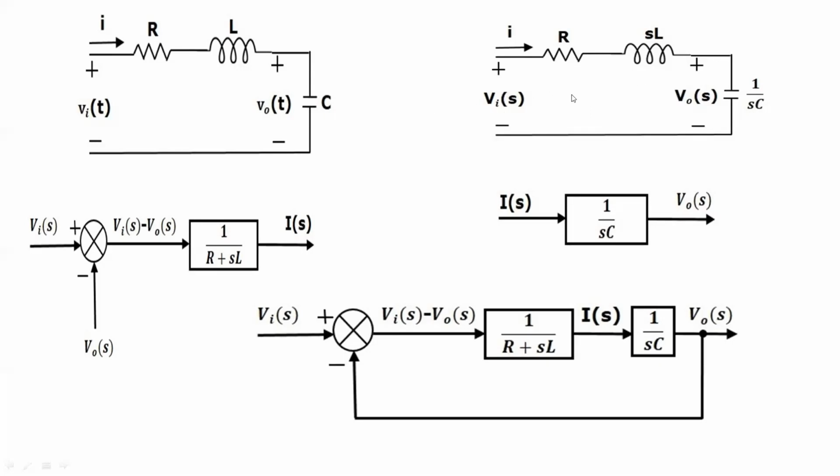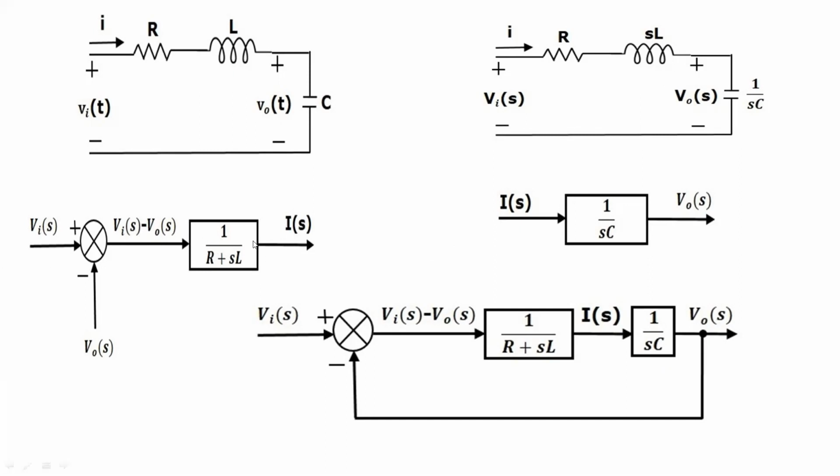Now if we see these two equations as individual block diagrams, we combine them properly in order to get the overall block diagram of the RLC circuit in the S domain. This equation can be implemented by having a transfer function of 1 by R plus SL.